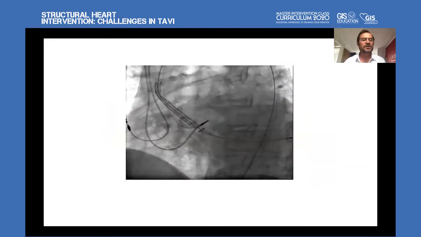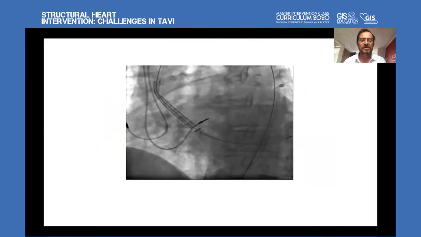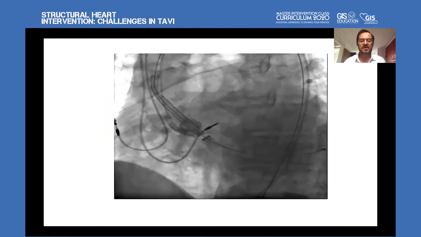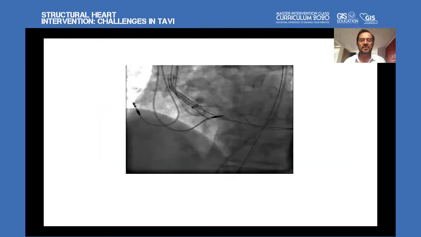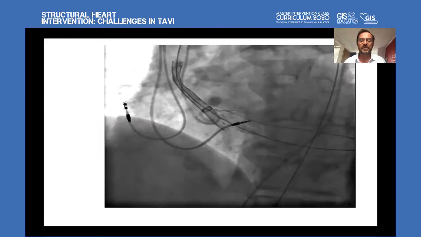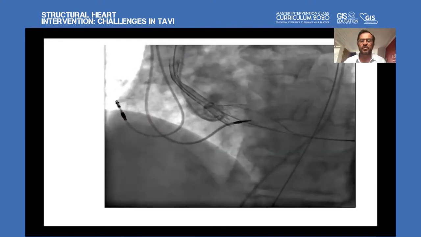And I show you, if you don't mind, the advantage of this valve that you can reposition. Here it is well positioned, as you see. But let's go now to the next. You can see that the valve is still well positioned. And the opposite part of the valve will be well positioned.